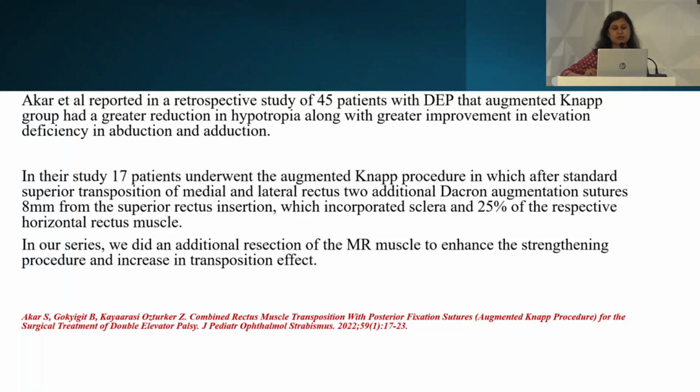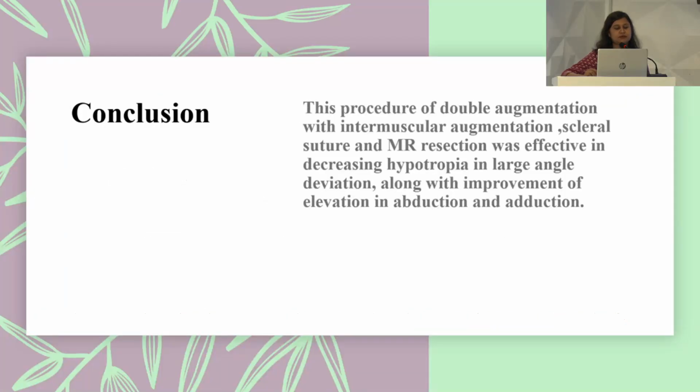They did this augmentation NAP procedure along with intermuscular augmentation, and in our series we have additional resection of the medial rectus muscle. So to conclude, this procedure of double augmentation with intermuscular augmentation with scleral suture helps in decreasing the large angle hypertropia and improvement in elevation in abduction and adduction.